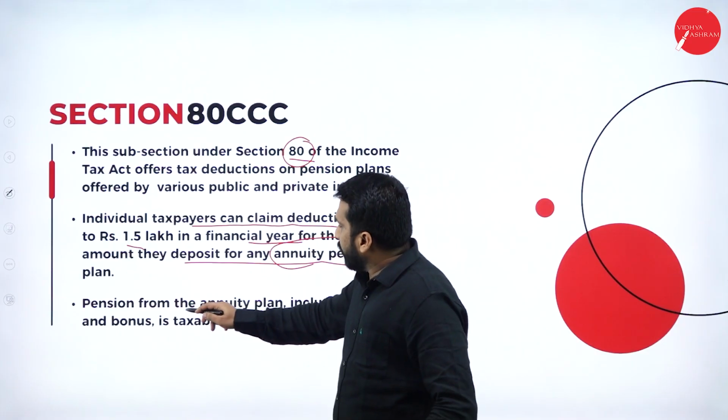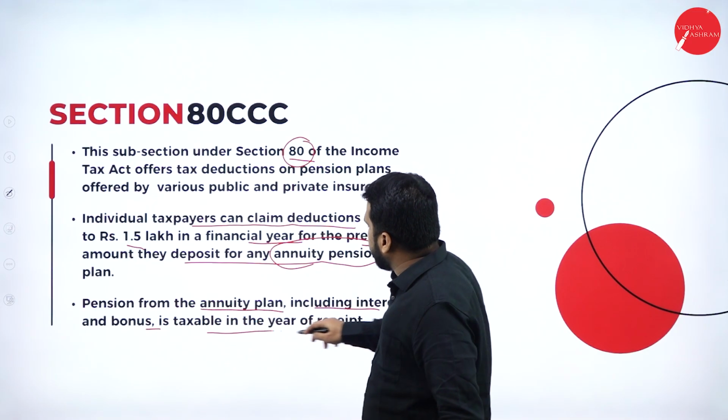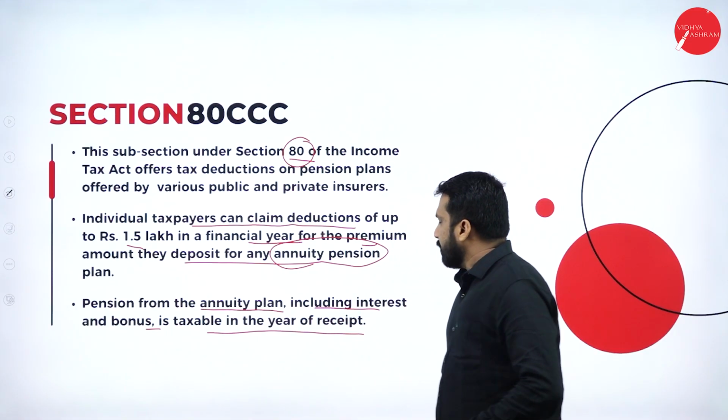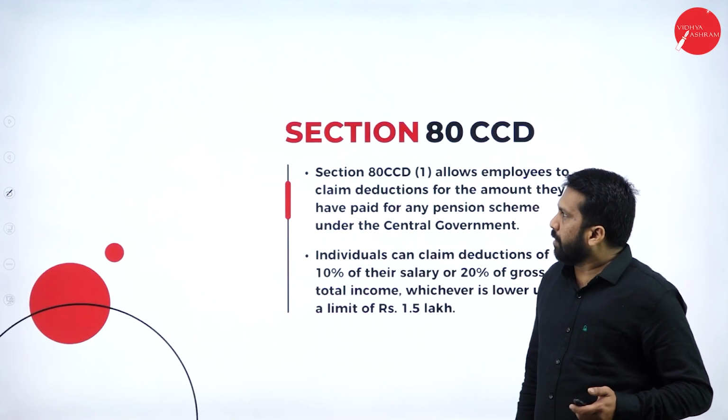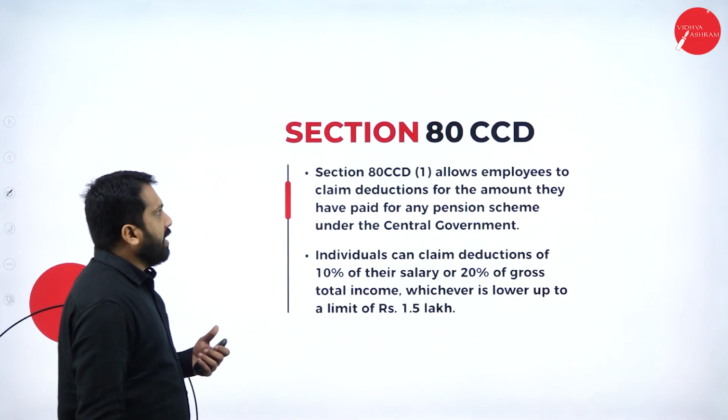Then, pension from the annuity plan, including interest and bonus, is taxable in the year of receipt. Clear? Now, I'll come to the third one. This is also part of 80C only.